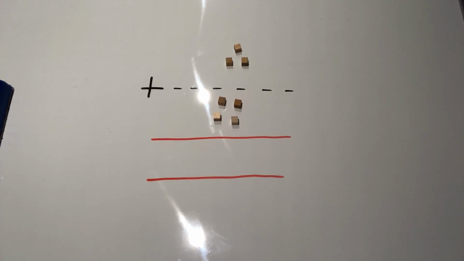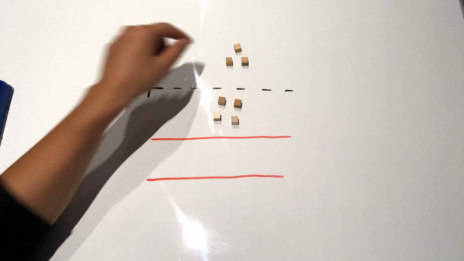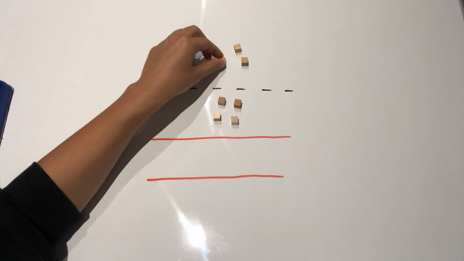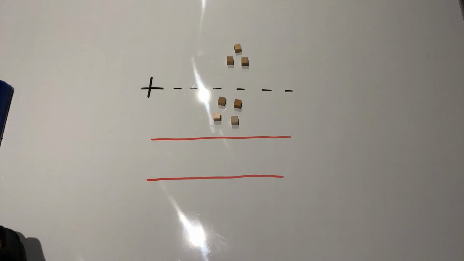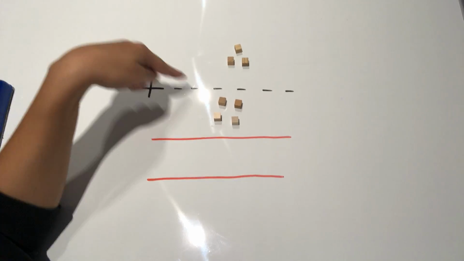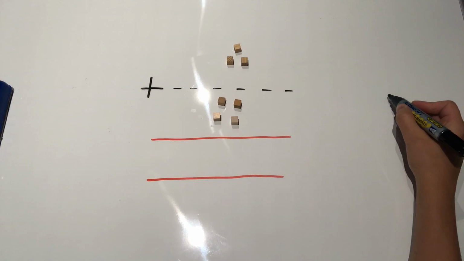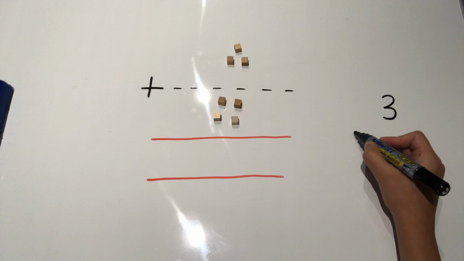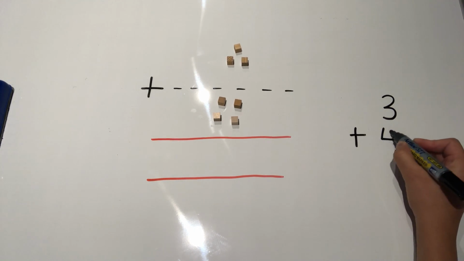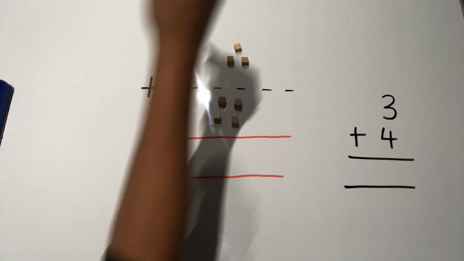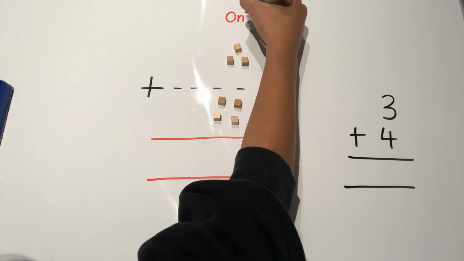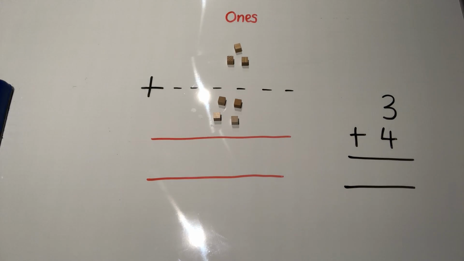So our first one we're going to do together, I've represented it using our MAB blocks, and you guys all know that these little squares represent 1. So our top number, we can see here, there's 3, and our bottom number is 4. So the equation is 3 add 4, and I'm going to represent that just over here how you would write it out vertically in your workbooks. I'm also going to just write, so we don't forget, that this is our ones column.